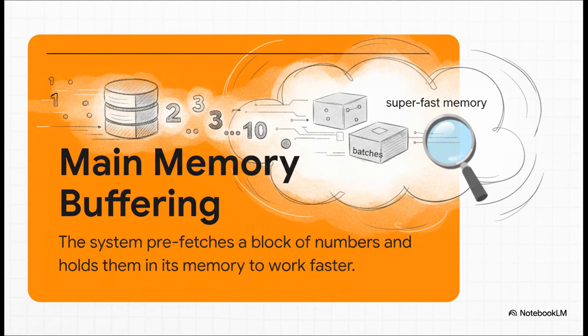Now, instead of making the system go all the way to the database to grab a single number every single time, which is really slow, it grabs a whole block of them at once. It fetches, say, 20 numbers and keeps them in its super fast memory, just ready to go.